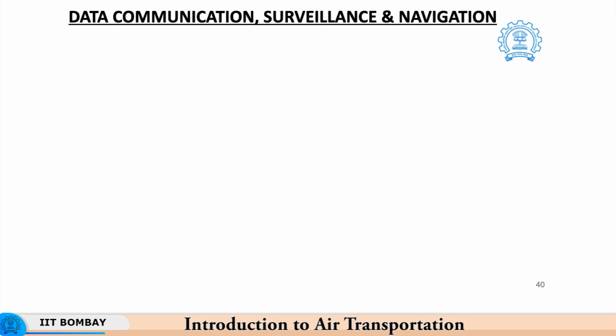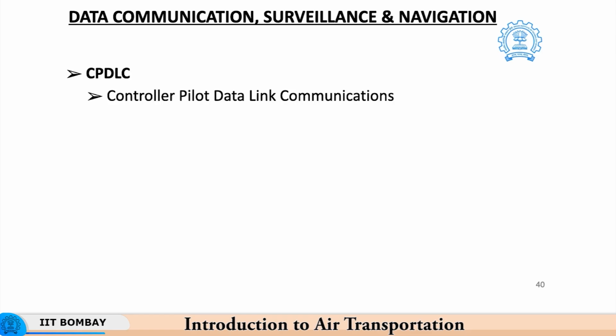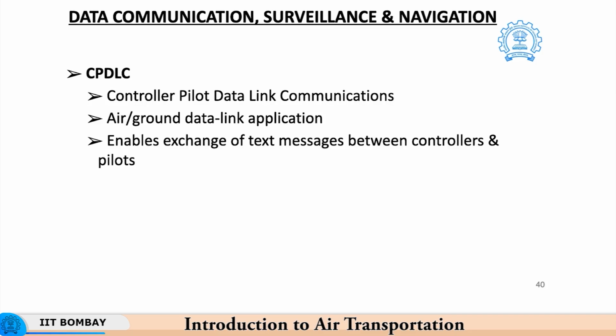Now, let us understand the other mode of communication technique that entails transmission of data between the aircraft and the ground station as well as the ATC. This is carried out by two different types of systems incorporated on the aircraft. The first one is called the CPDLC, which is a short form for Controller Pilot Data Link Communication. This is an air to ground data link application.